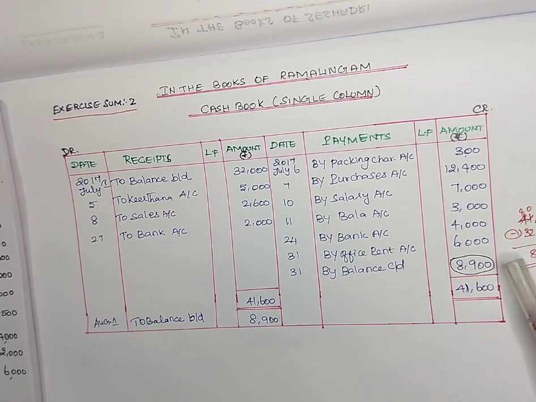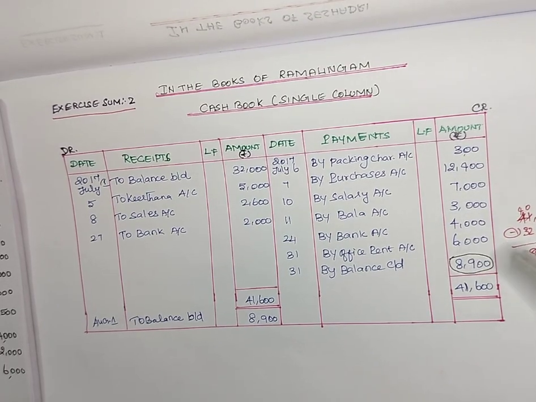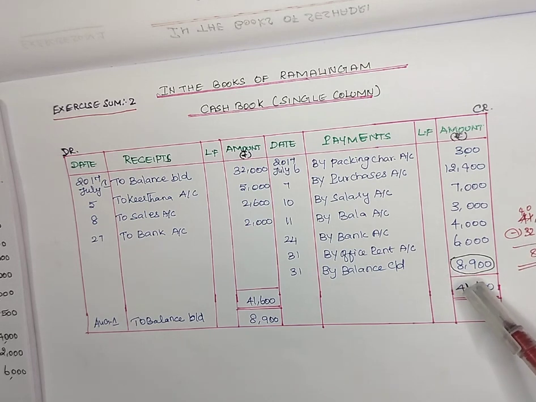Then which side has the lesser value? Of course credit side has the lesser value. How much rupees credit side has? 32,700, right? So you have to find the difference from the total. You have to subtract 32,700, the credit side amount, from 41,600, the total value. Subtracted, you will get 8,900. This is the difference value.